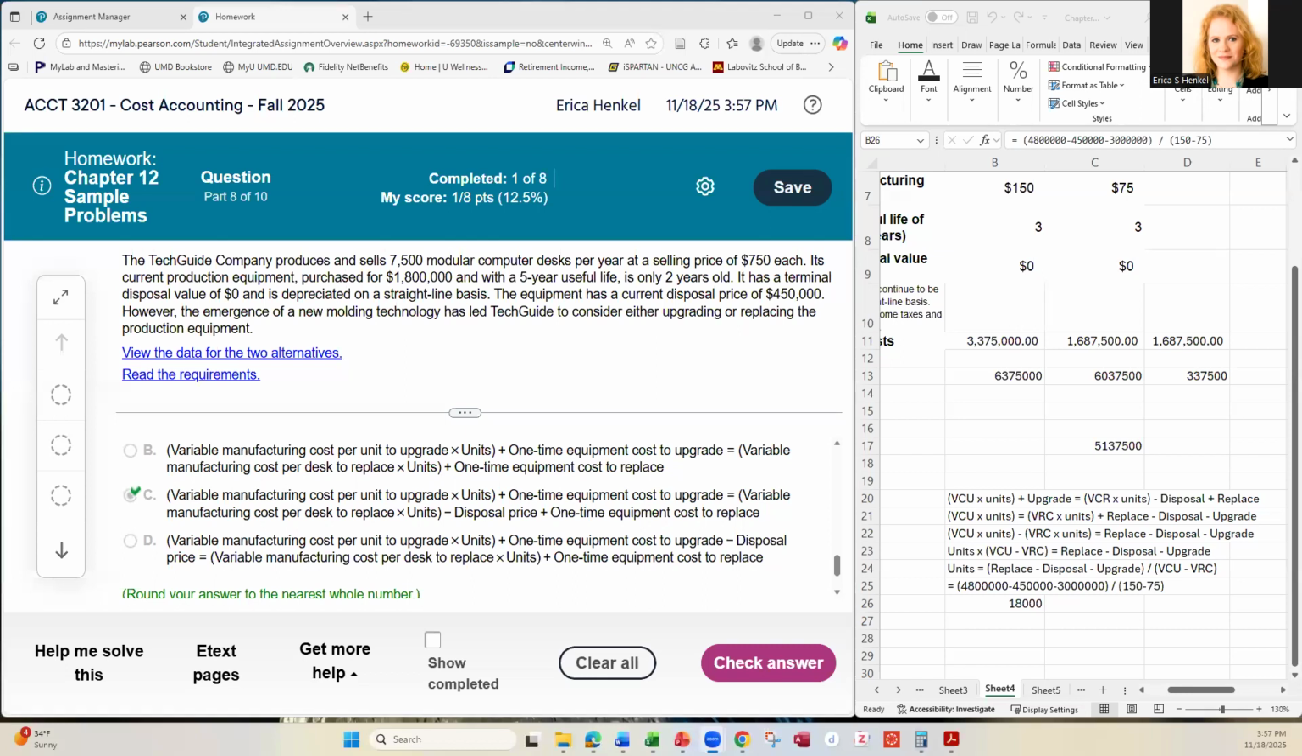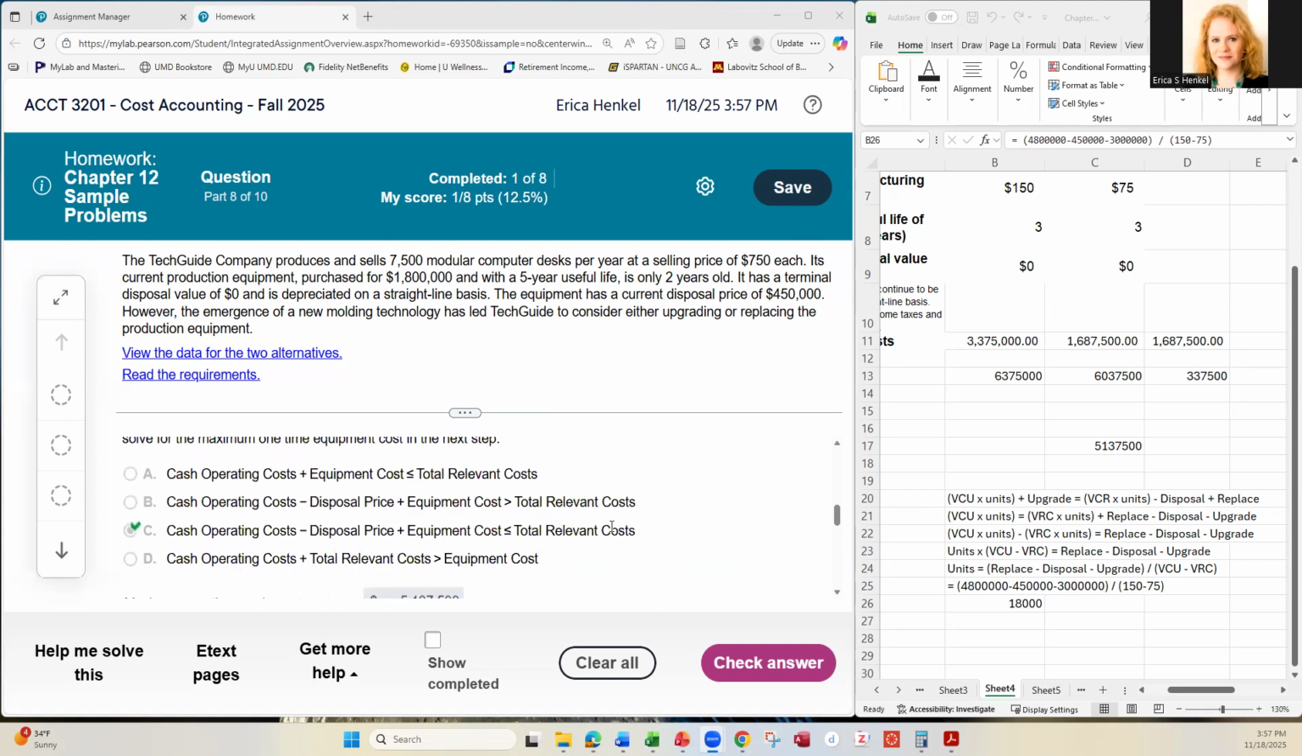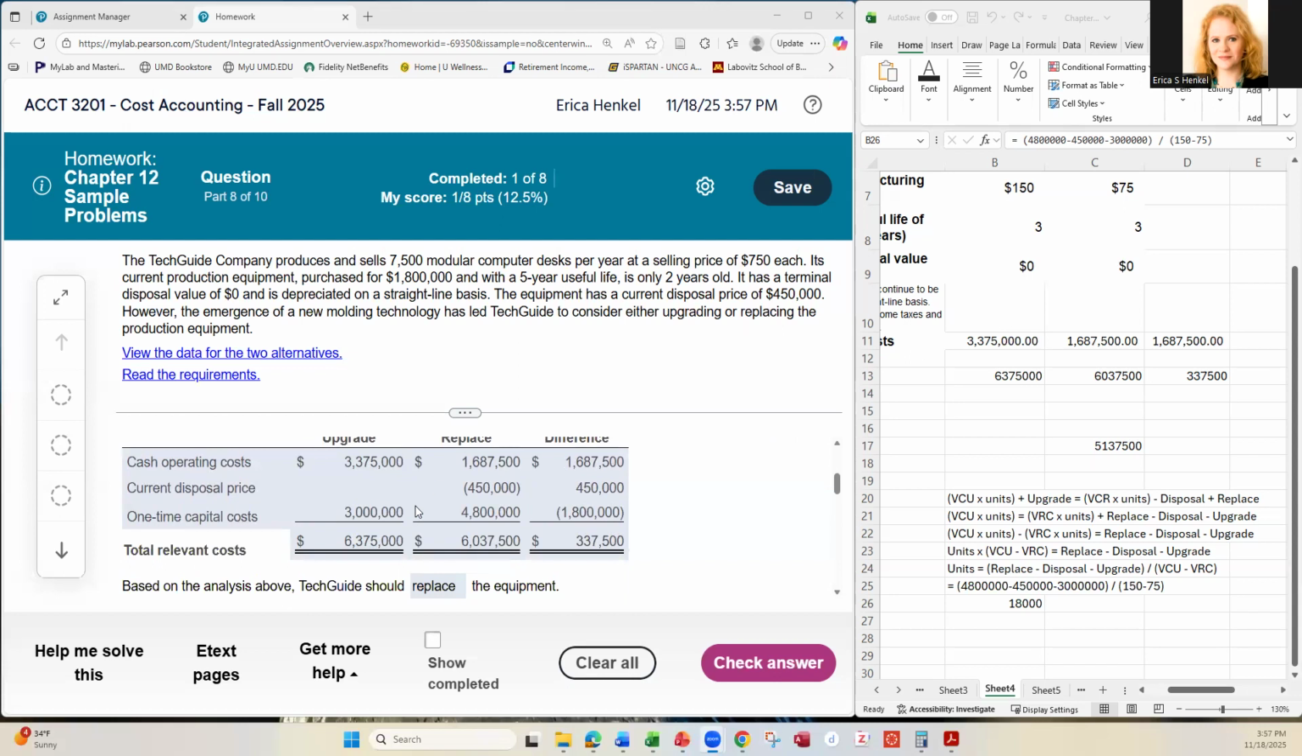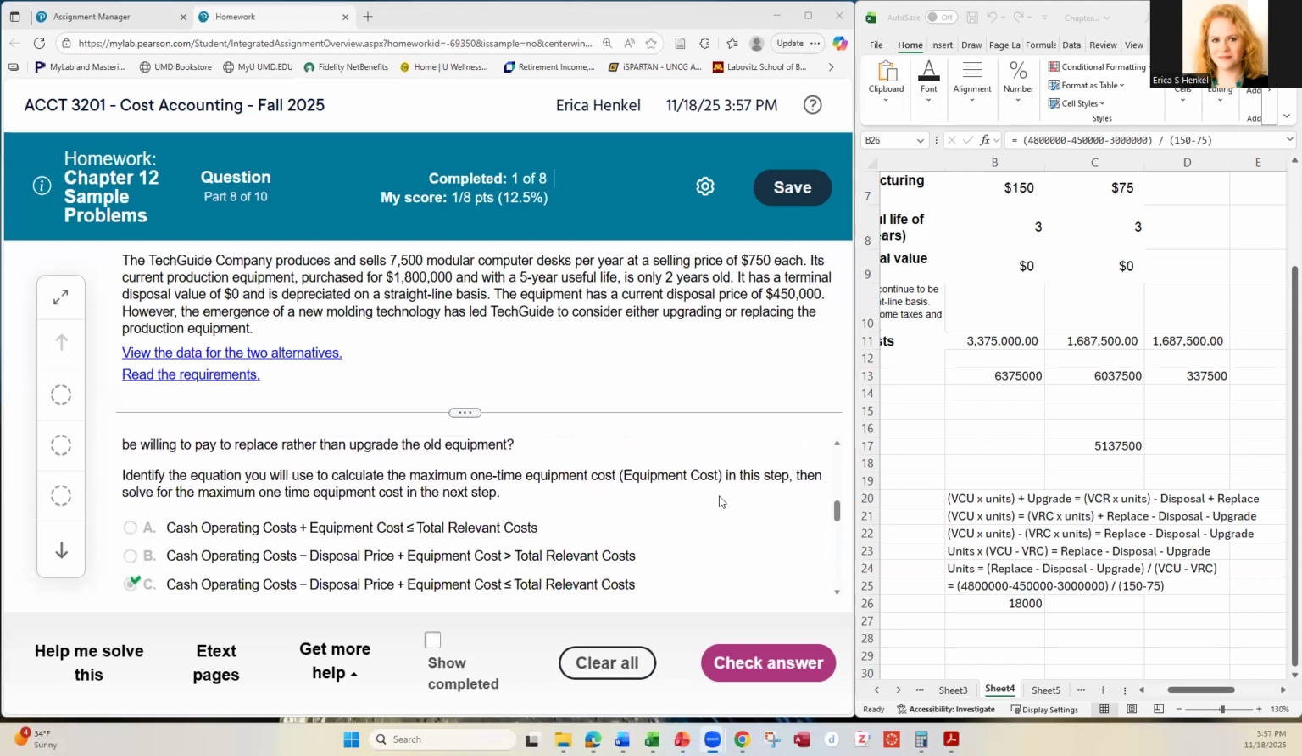Okay, so rather than walk you through all of this in the video as I typed it out, I took this formula right here and made it into an equation. I have the variable cost for upgrade, VCU, times units, plus the upgrade cost, equal to the variable cost for replacement, VCR, times units, minus the disposal plus the replacement. What we're doing is setting these equal to solve for the units that makes the two values equal.